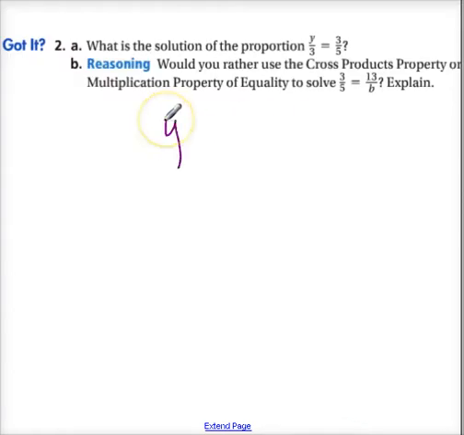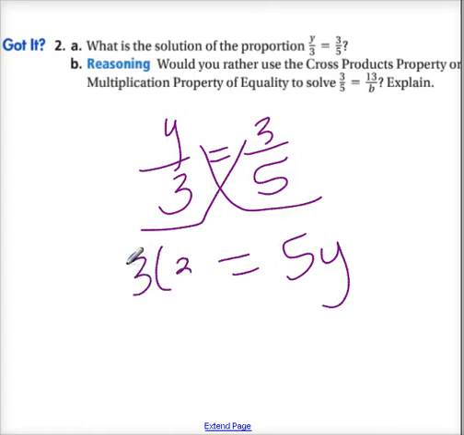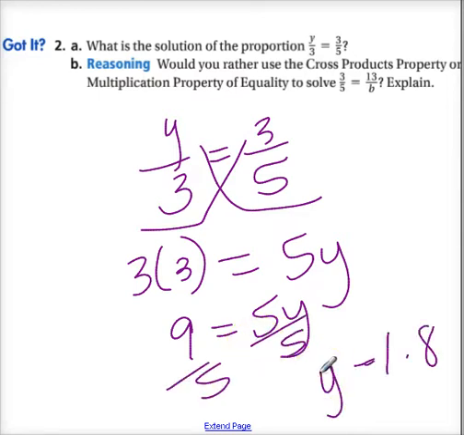Let's do another example. y over 3 equals 3/5. y times 5 is 5y. Keep your equal sign. 3 times 3, well, that's 9 equals 5y. Divide by 5, y equals 1.8.